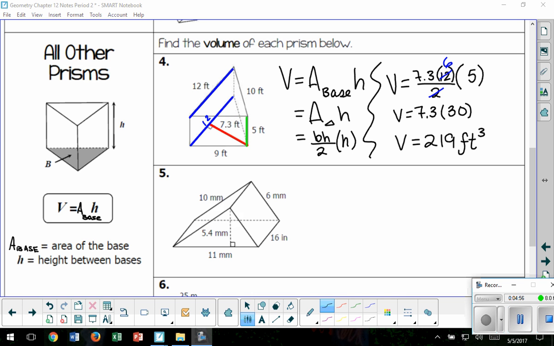Now, what is volume? Volume is taking the area of this triangle right here, and stacking a bunch of these on top of each other, one at a time. And that gives us the height right there.